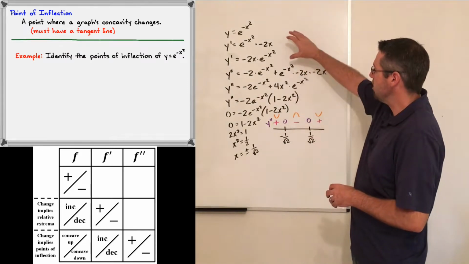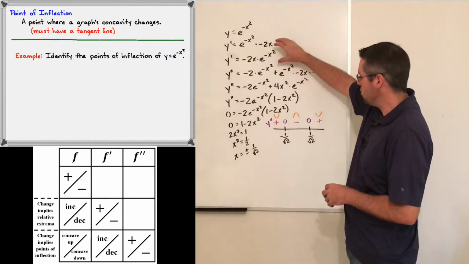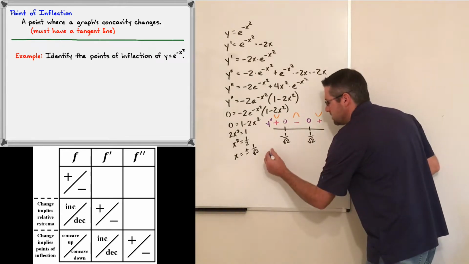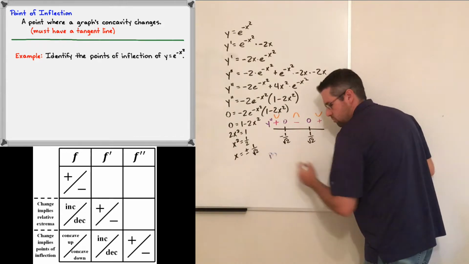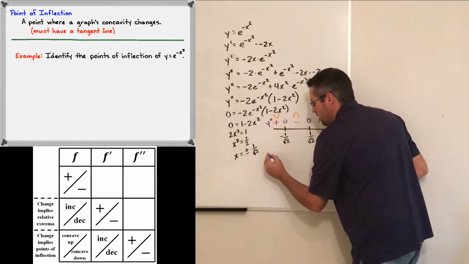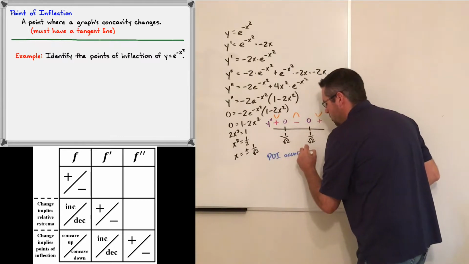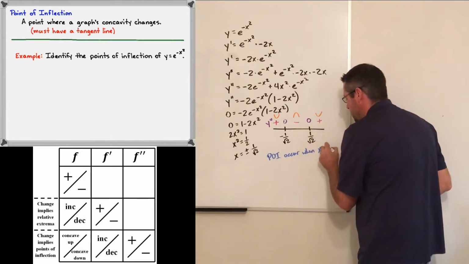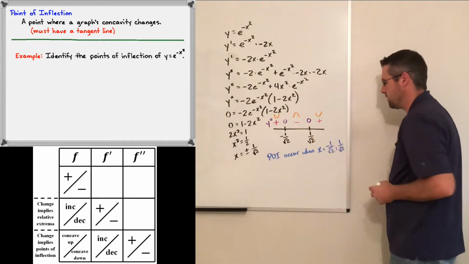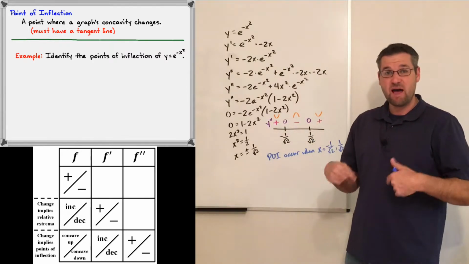Going back up here, the y prime does exist everywhere. So points of inflection are going to be at, let's see, points of inflection. Oh, my marker's dying here. Points of inflection occur when x equals -1 over rad 2 and +1 over rad 2. Okay? Now, in this particular problem, it's saying identify the points.